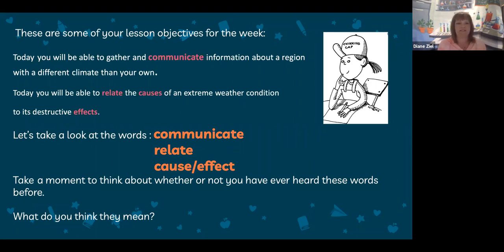Before we move on, stop and take a moment to think about whether or not you've ever heard these words before in any other lessons, any other subject areas, or anything that you've read. Do you think you could explain what they mean? Can you think of any examples of these words?